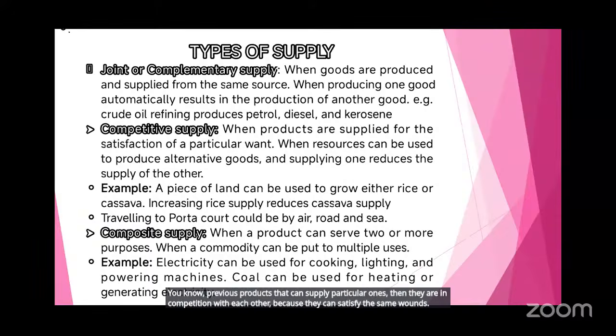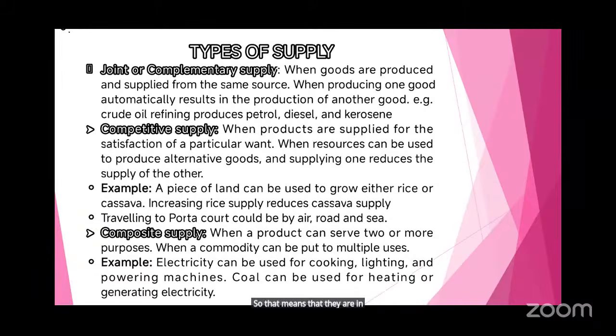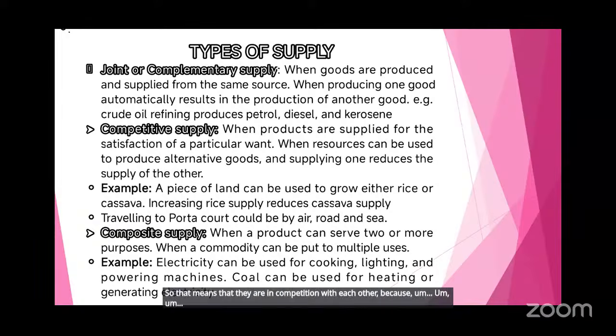The consumer would have to choose from each one of them. But there are many sources, many products, many suppliers who can supply the product that can satisfy that particular want. So they are in competition with each other because competition means that when you supply one, it reduces the supply of the other. Let's take an example so that you can understand what I'm saying.